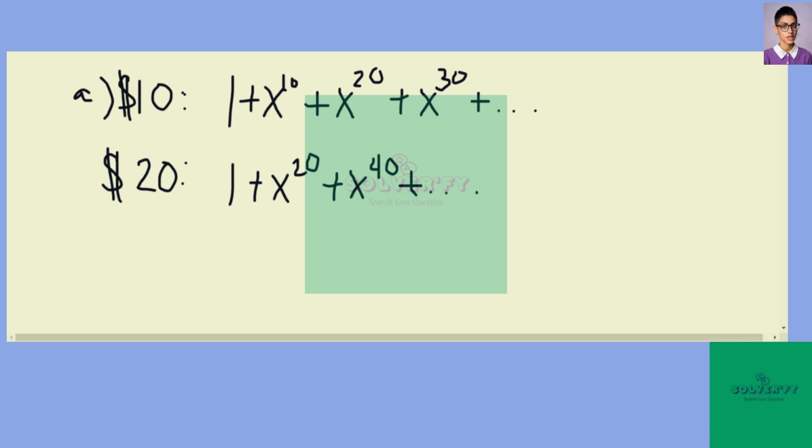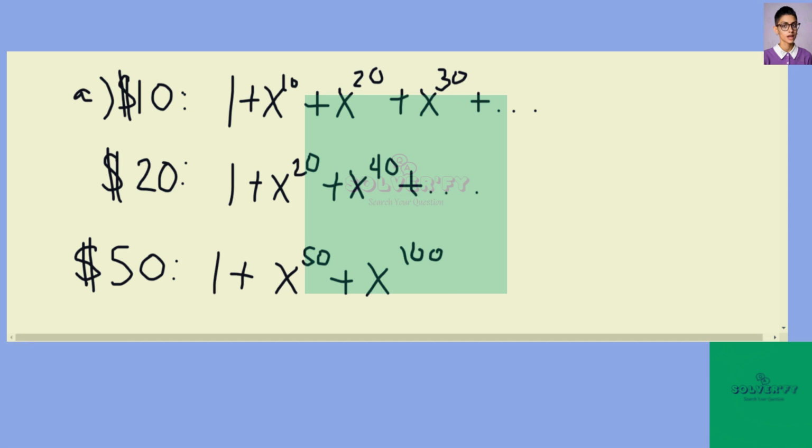And for the $50 bill, we can make any dollar amount which is divisible by 50, and so it follows that the generating function will contain any power of x which is divisible by 50. So this is 1 plus x to the 50th plus x to the 100th plus x to the 150th, and so on.